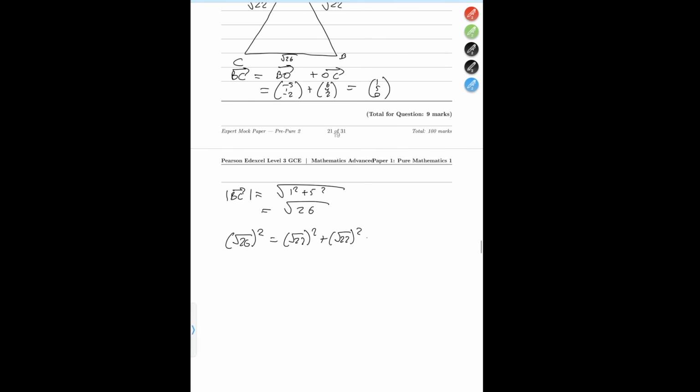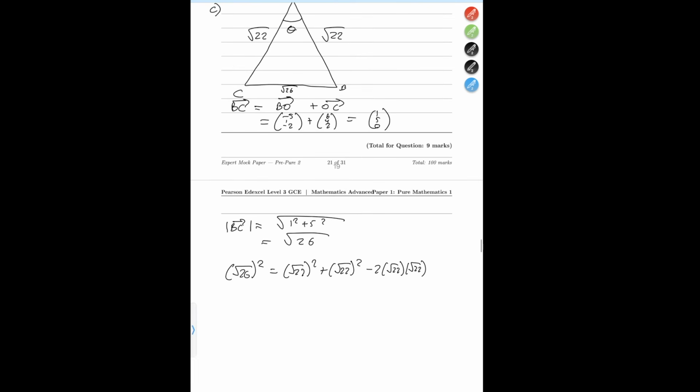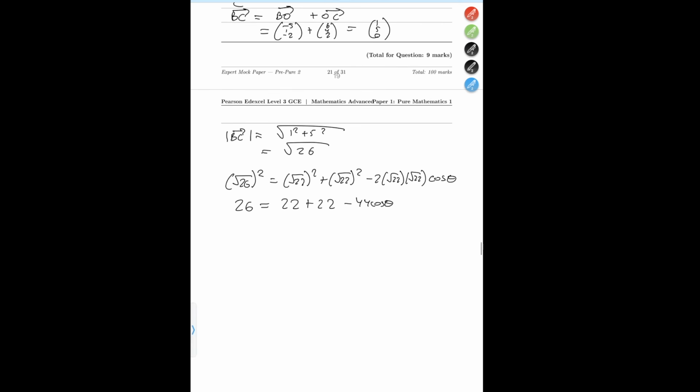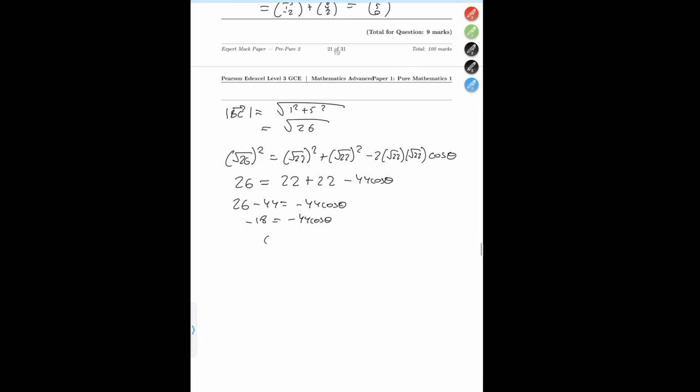A squared plus B minus 2 root 22 cos theta. Okay, so this is 26 equals 22 plus 22. So root 22 times root 22 is going to be 22. So minus 44 cos theta. Then we're going to get, this is going to become 26 minus 44 equals minus 44 cos theta. So minus 18 equals minus 44 cos theta. So cos theta is 9 over 22.